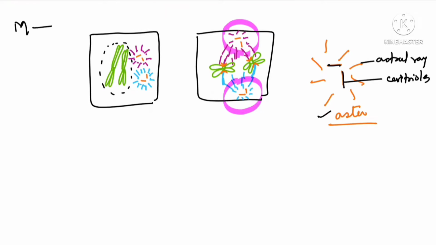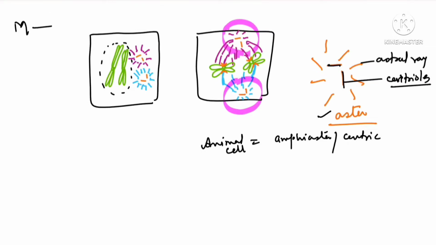How many asters have I drawn? 2. I will say amphiaster. And the centriole is seen only in the animal cell. So in the animal cell, the spindle apparatus is amphiaster. And the aster is coming because of the centriole, so I'll say centric spindle apparatus. And they are making a spindle shape. They are taking the spindle shape. That is why we say spindle apparatus, because the shape is coming like a spindle.